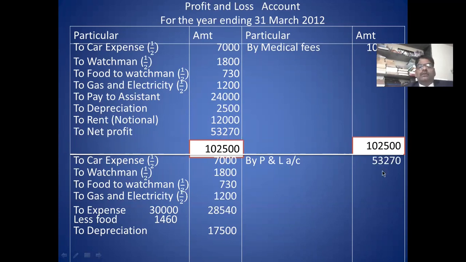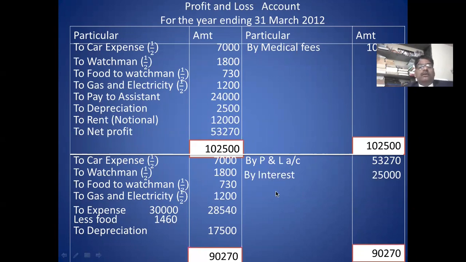That is 53,270. Then you take the household income. In the household income, first is interest. Interest is 25,000. Next is notional rent. Notional rent is 12,000. This notional rent is an income to the household and expense to the profession. You see here. Notional rent. This notional rent is an expense to profession and income to household. Remember this. Okay.